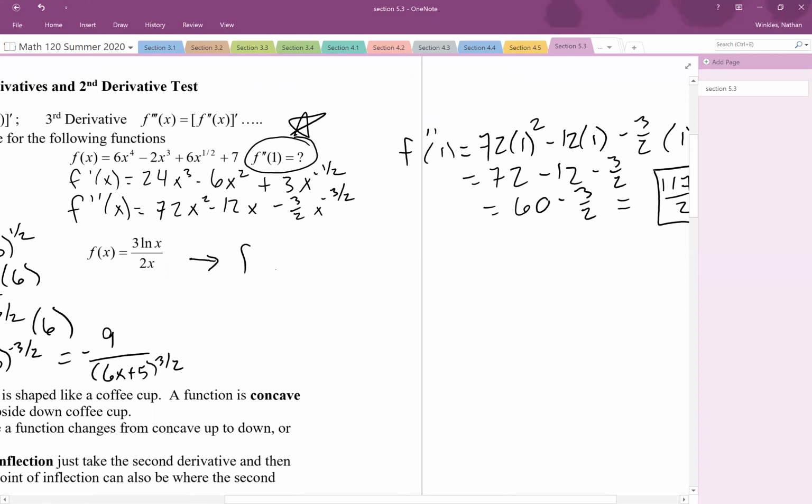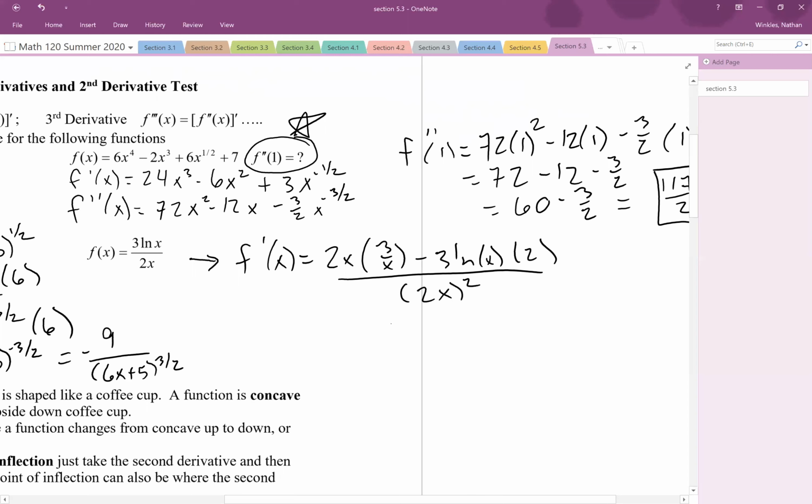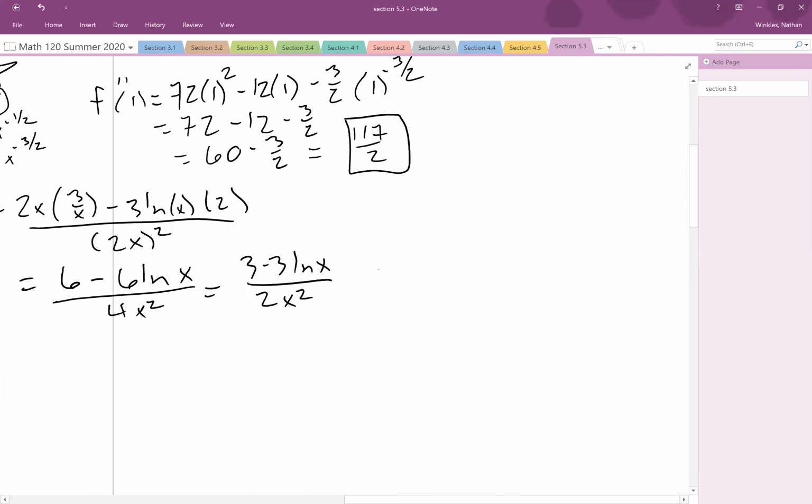So our first derivative, f prime of x, is low d high minus high d low over the bottom squared. It does come into play to go ahead and simplify this to make this 6 minus 6 ln x over 4x squared, which is, everything's divisible by 2, so 3 minus 3 ln x over 2x squared. That is only our first derivative.